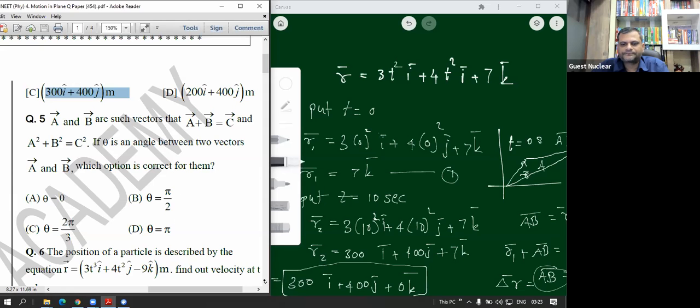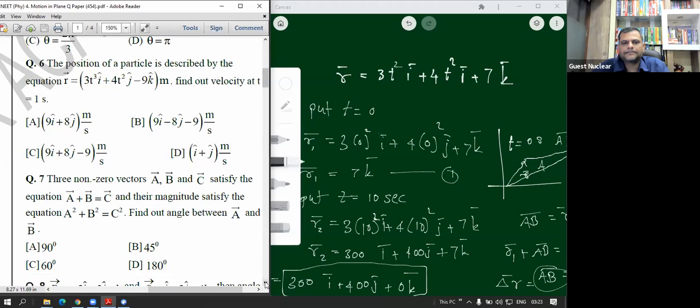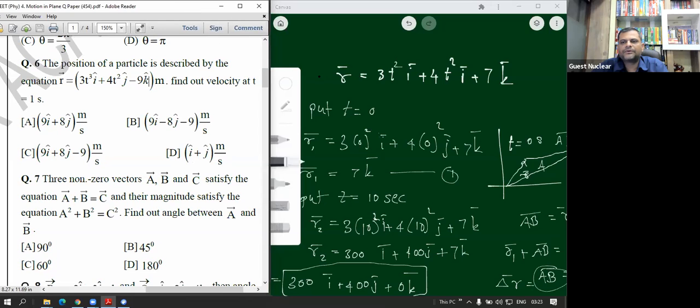Okay, let us try this sixth one. The position of the particle described by the equation R bar is equal to 3t cube plus 4t square minus 9k bar. Find out its velocity at time t equal to 1 second. Okay, तो 1 second पे उसका velocity कितना होगा वो हमको ढूंढ के निकालना है. See how we'll get it.